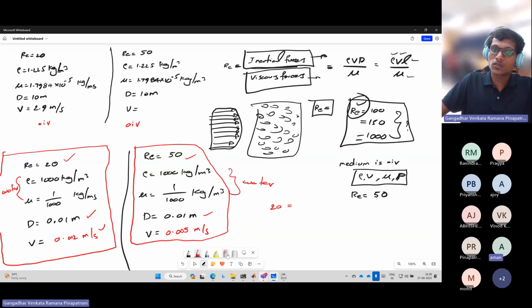It's 0.005, 10 power minus 3. Okay, still it is fine because it is in the order of 10 power minus 3. So if it is in the order of 10 power minus 3, still it works for us. So no need to worry about it. So we are going to set up these conditions.